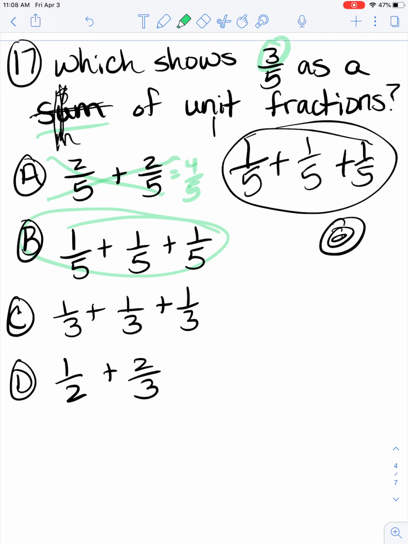I always look on. Here they did 1/3 plus 1/3 plus 1/3. Those are unit fractions, but that would equal 3/3. 3/3, 1 whole. Doesn't match. And here, oh my goodness, we cannot add denominators that are not the same. We have to make them the same. So this wouldn't work at all. And this one right here is not a unit fraction, and the denominator is not matching the 5.